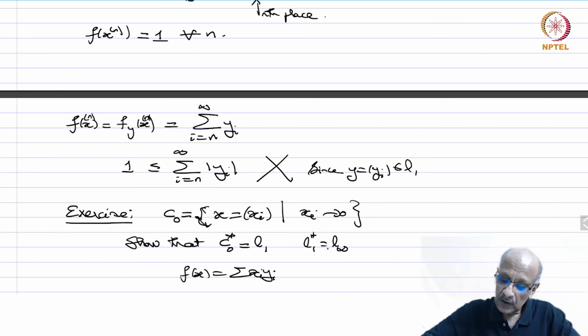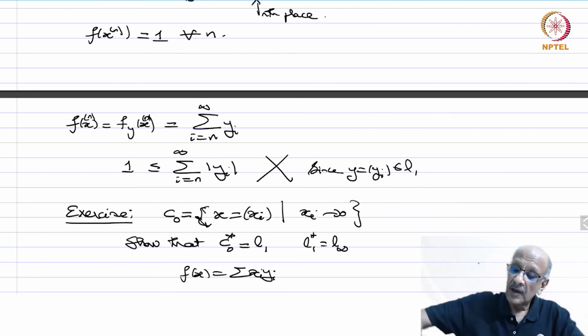So c0 and L infinity are not the same, obviously. This is a strictly proper closed subspace of L infinity, and therefore this is another direct proof that L1 is not reflexive. So c0 star is L1, L1 star is L infinity, and these are all examples of non-reflexive spaces. But L^p is reflexive for all 1 less than p less than infinity. We will see many other ways of proving the non-reflexivity of these spaces.